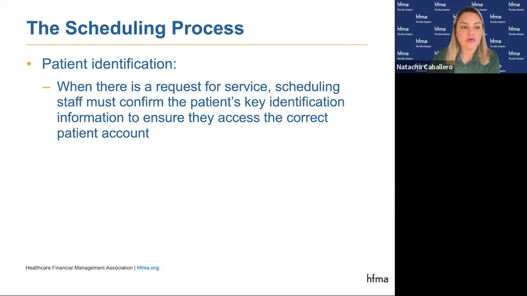And so we're going to be going over first the scheduling process, specifically as it relates to patient identification. This is the first and most important step in making sure that we obtain the right information and we ensure that we have the right person in front of us, for their safety and security, and for us as well at the facility level. So this first important step in scheduling is identifying who that patient is and making sure that we have the right record in front of us.